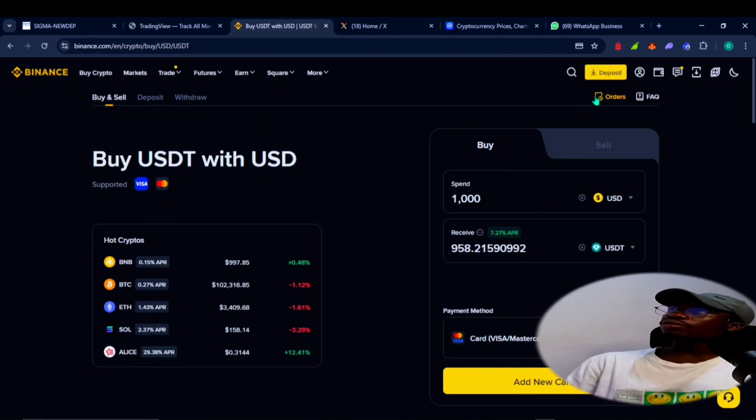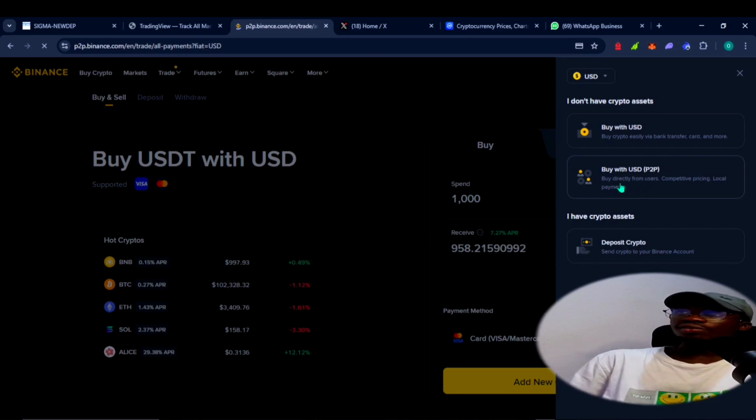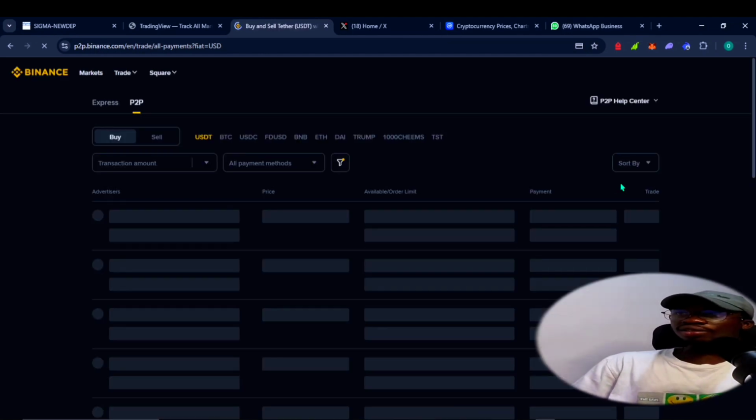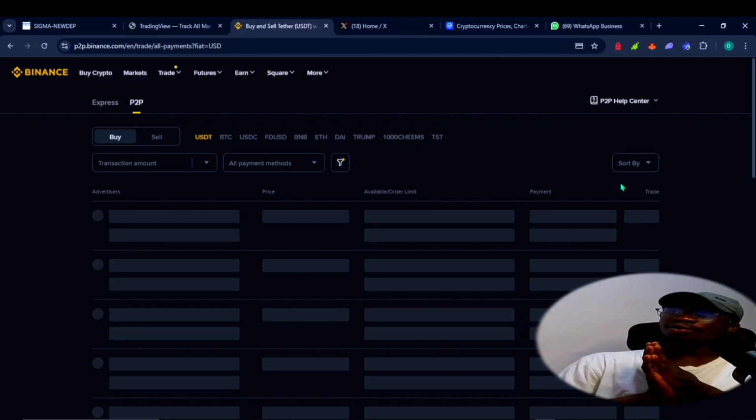So let's test out another option for funding your account, which is buying with P2P. P2P stands for peer-to-peer. In this case, there are people on this exchange who are merchants, and what they do is buy and sell. They have the USDT, that is the crypto version of the US dollar, which they are willing to sell, right?